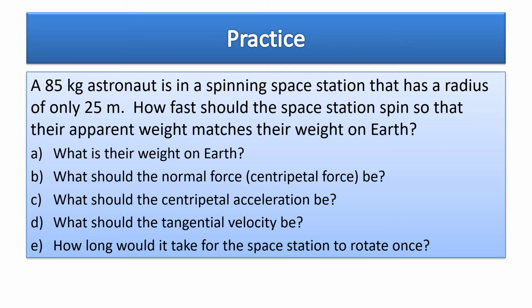So it says, what is their weight on Earth? These are designed to help, it's like scaffolded. It's helping you guide to get this answer. All right, so you have to do these parts first. Well, you don't have to, but it helps you. A, what is their weight on Earth? What should the normal force or centripetal force be? What should the centripetal acceleration be? Think about this one. All right, what should the tangential velocity be? And how long would it take for the space station to rotate once? All right, pause the video here, try it out, and then we'll go over it.